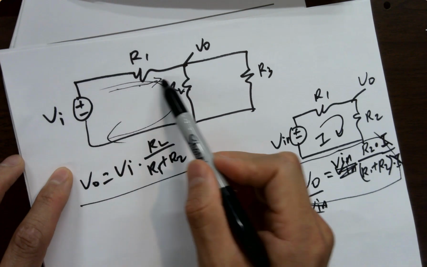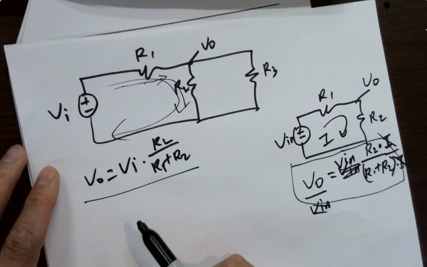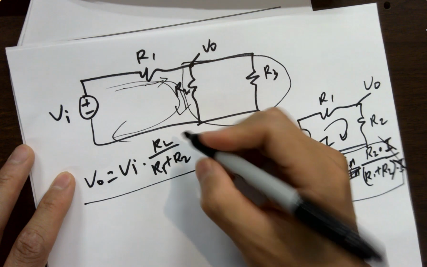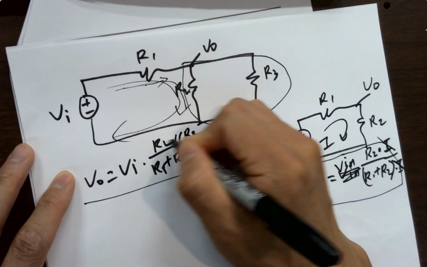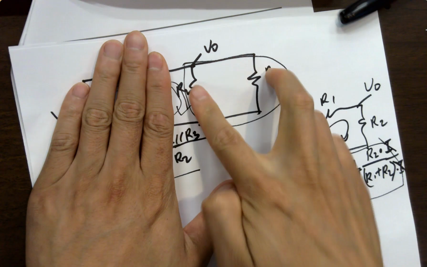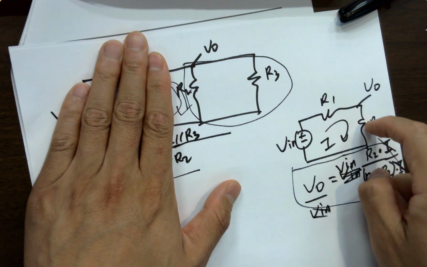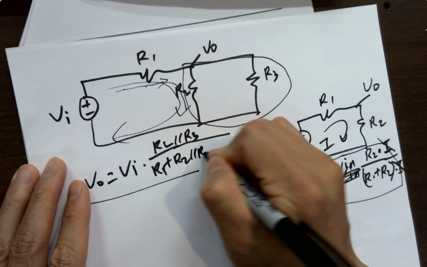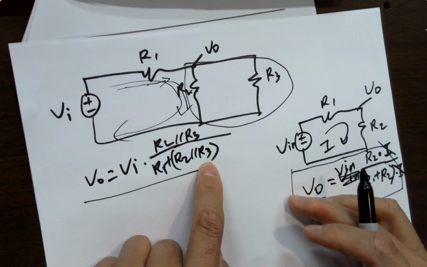However, these two, R1 and R2, they don't share the same current, so you cannot use this equation anymore. What you have to do is combine these two resistors. So that becomes R2 in parallel with R3. That's going to be the R2 here, right? These two combined are effectively R2 here. And at the bottom as well, you have to do R1 plus R2 in parallel with R3, right?